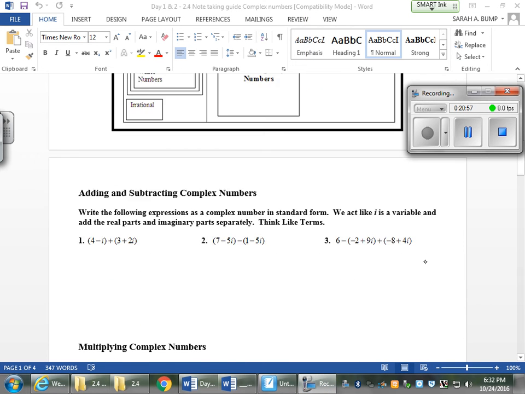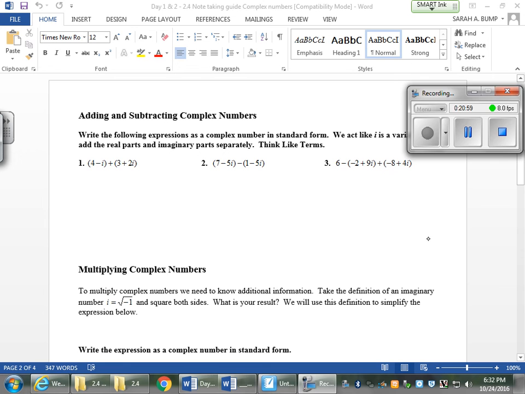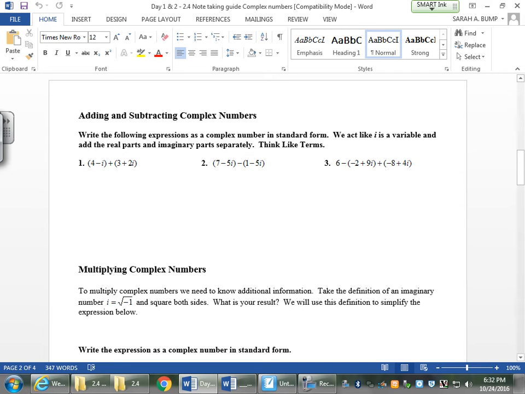So for day 2, like I just said, we're going to go ahead and perform other operations. So add, subtract, multiply, and divide is our goal. And then you should also have some class time today to continue working on your homework. So for number 1, focus on the sign between the imaginary numbers.